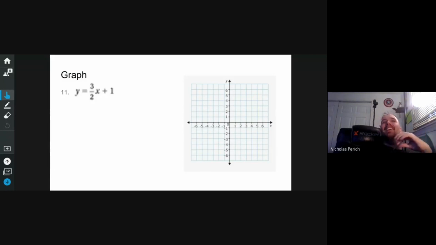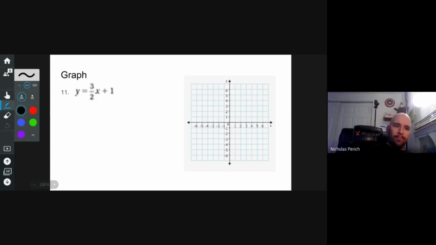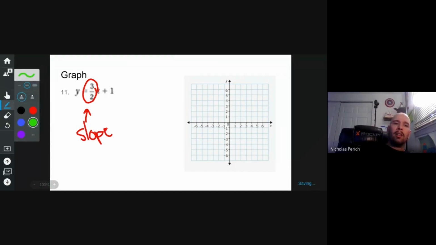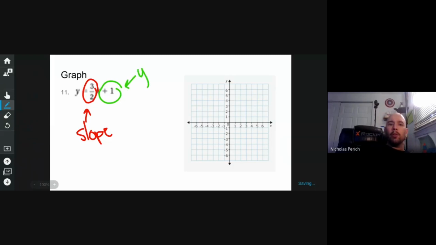So I'm going to remind you how to do what we just did. If I want to graph this and not have to make a chart, I have to get y all by itself. Oh, look, y is all by itself. So the number in front of x is the slope. And the number floating around all by itself is the y-intercept. Now remember, the y-intercept is the point on the y-axis where my line is going to go through. So I go to my y-axis, I go to positive 1, and I put a dot there.